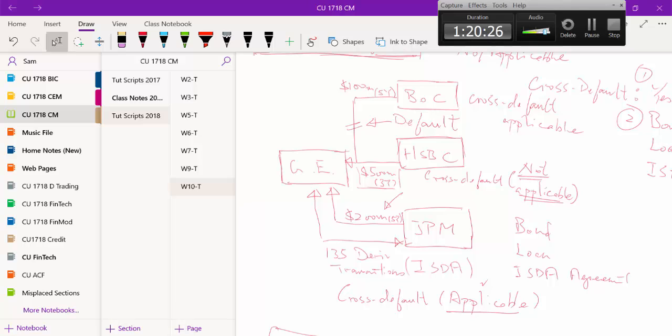So now imagine one day you wake up and GE has defaulted on BOC, and BOC only. So maybe they have to pay some interest and they haven't. Or principal, it doesn't matter, interest or principal. So they defaulted on a payment.